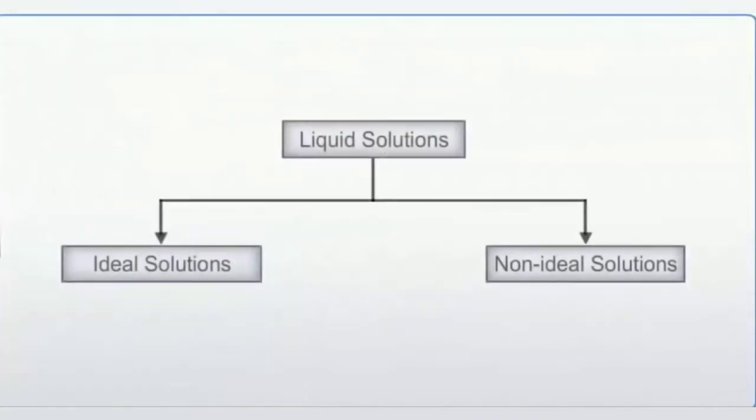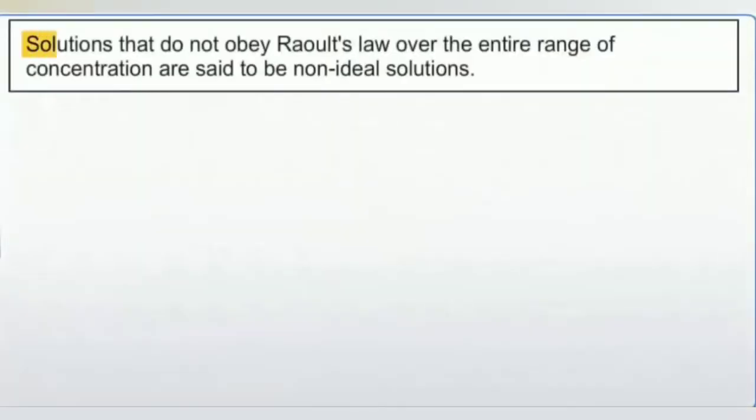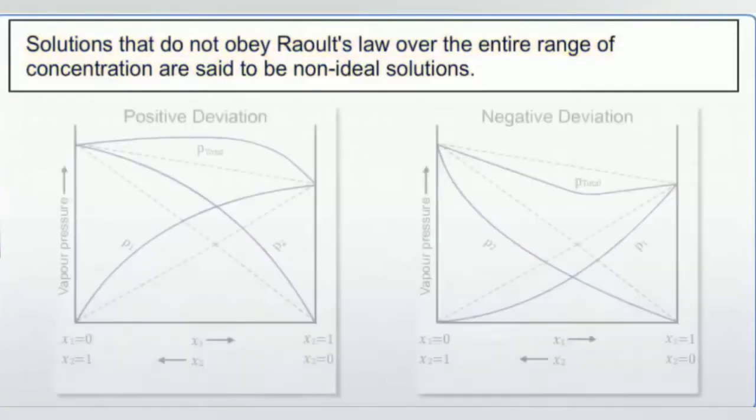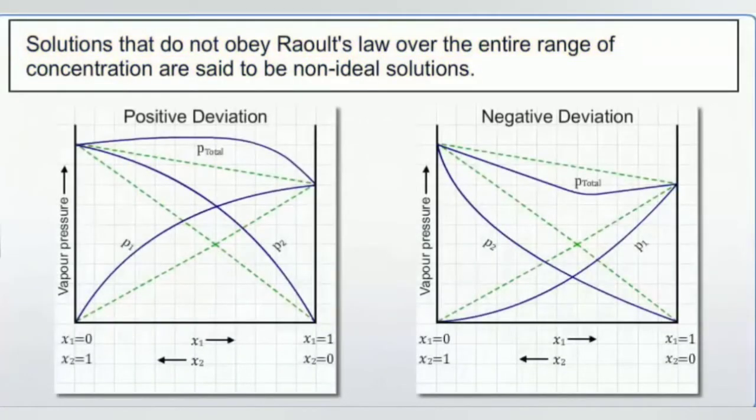Let us now discuss non-ideal solutions. Solutions that do not obey Raoult's law over the entire range of concentration are said to be non-ideal solutions. Non-ideal mixtures produce curves rather than straight lines as shown here. The dotted straight lines represent the ideal behavior and the curved lines represent the deviations from the ideal behavior.